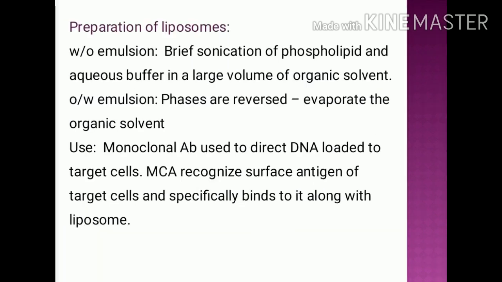Preparation of liposomes: water-in-oil type emulsion. Brief sonication is done with phospholipid and aqueous buffer in a large volume of organic solvent. For an oil-in-water type emulsion, the phases are reversed. And finally, evaporate the organic solvent to get the liposomes.